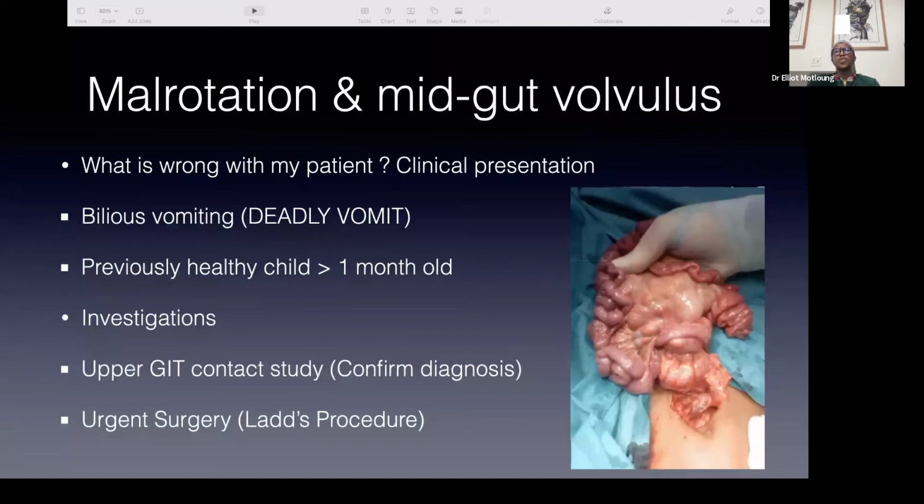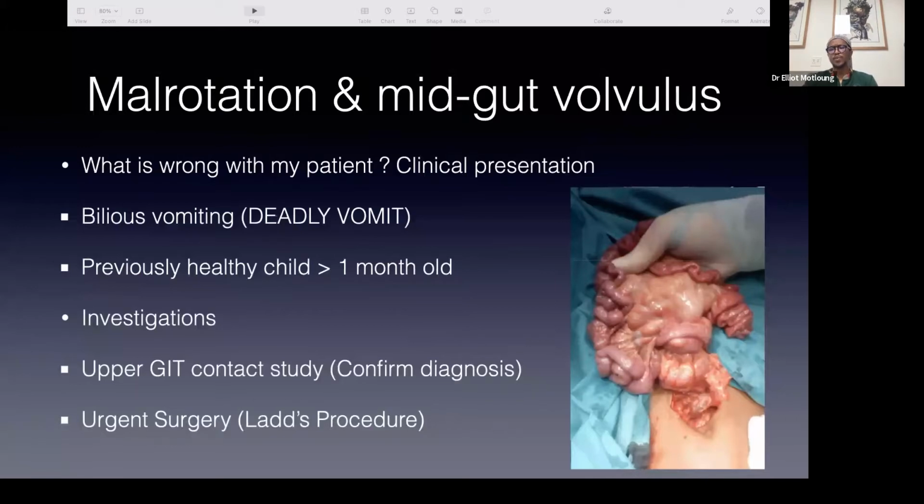This upper GI contrast study is not done tomorrow morning or when the radiologist is up or when they're finished doing anything else. It's the only investigation. When we call a radiologist, it has to be done as the time is ticking. And it is the most important investigation you can do so that you can make the diagnosis. Once we have made the diagnosis of malrotation, especially if we suspect volvulus, then the patient needs to go for urgent surgery for Ladd's procedure.